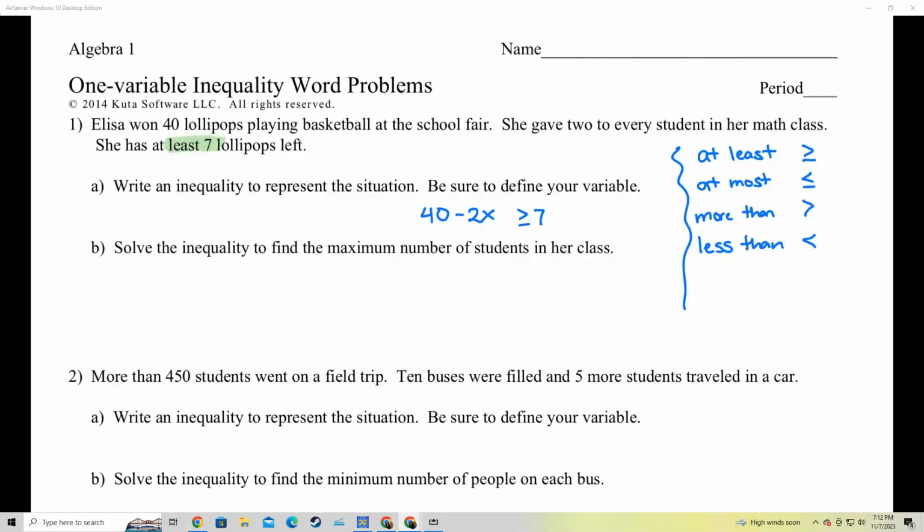So I'm going to use my variable x, which leads me back to this part where it says, be sure to define your variable. Our x is usually, not always, but usually, going to be the thing that we're looking for. So it says, find the maximum number of students in her class. Sorry, I'm trying to highlight that. I told you today was a long day. The number of students in her class, so we're going to say let x represent the number of students in her class.